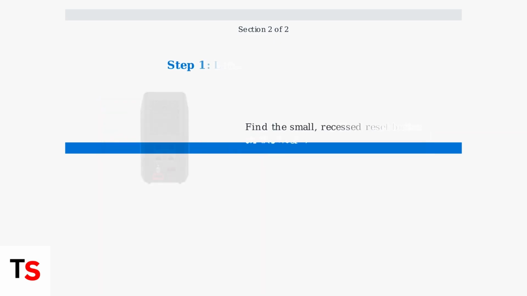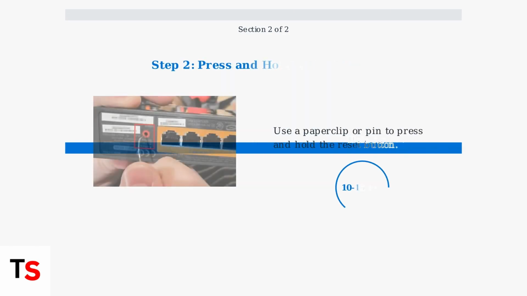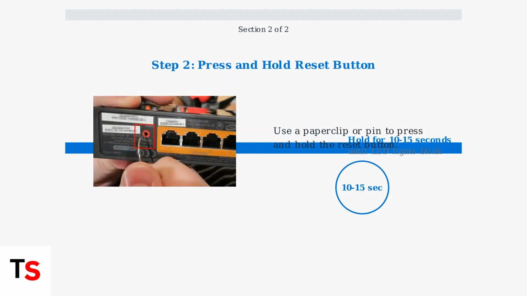Before proceeding, make sure to write down your current Wi-Fi network name and password so you can easily reconnect your devices after the reset. Now let's walk through the factory reset process step by step. Step 2. Use a paperclip or similar thin object to press and hold the reset button.